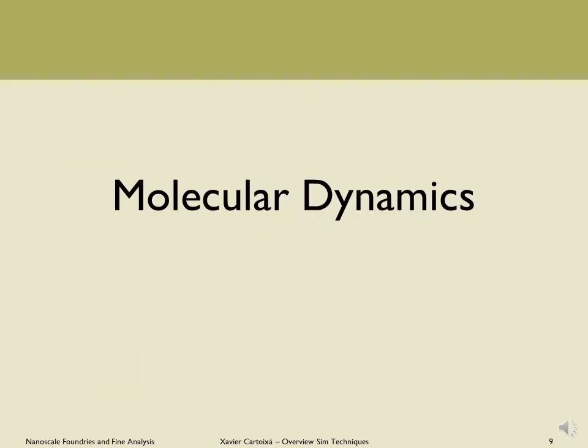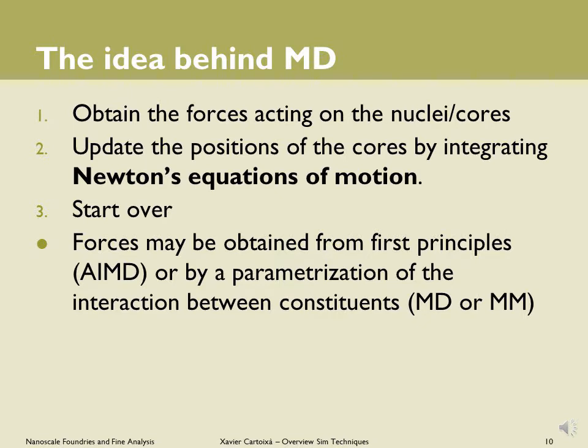and see if the results are compatible with the experiment or not. Then there is molecular dynamics, where you obtain the forces acting on the nuclei or the cores, and you update the positions of the nuclei by integrating the classical Newton's equation of motion, and then you start again. These forces can be obtained either from first principles or by a suitable parameterization of the interaction between the nuclei. If it's from first principles, you say that it's ab initio molecular dynamics, or if it's parameterized, then you say that it's regular molecular dynamics or molecular mechanics.